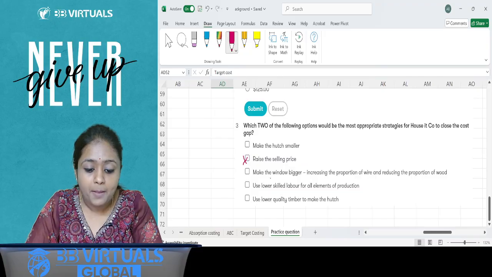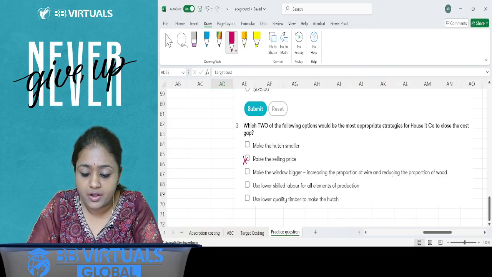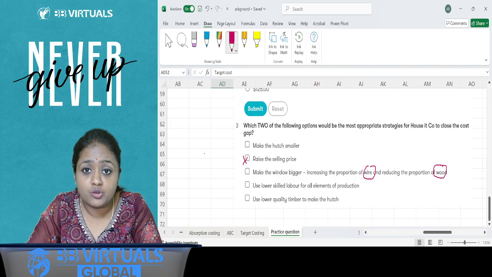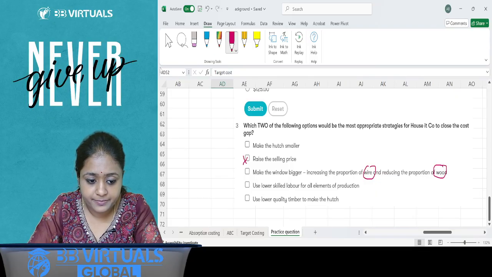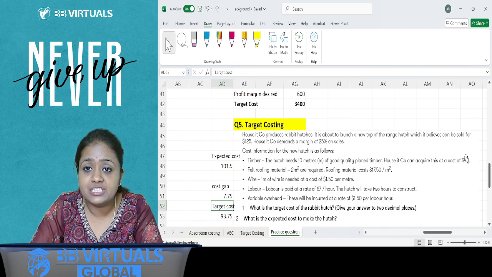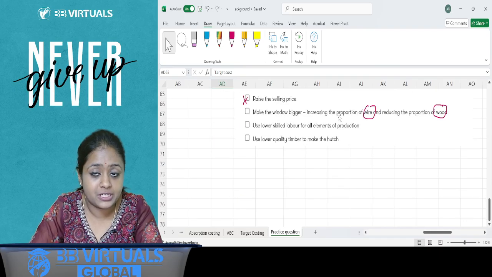Just see how. Making the windows bigger, okay. Increasing the proportion of wire, reducing the proportion of wood. Now let's see whether wire is expensive or wood is expensive. Accordingly, we can take this call, because we have to reduce the cost, right? Wire is only costing 1.5 per meter. Wood is costing 48 to make one hutch with 10 meters, so per meter it is 4.8. Here per meter is 1.5. So it is cheaper, right? So yes, we can go for this option as well.